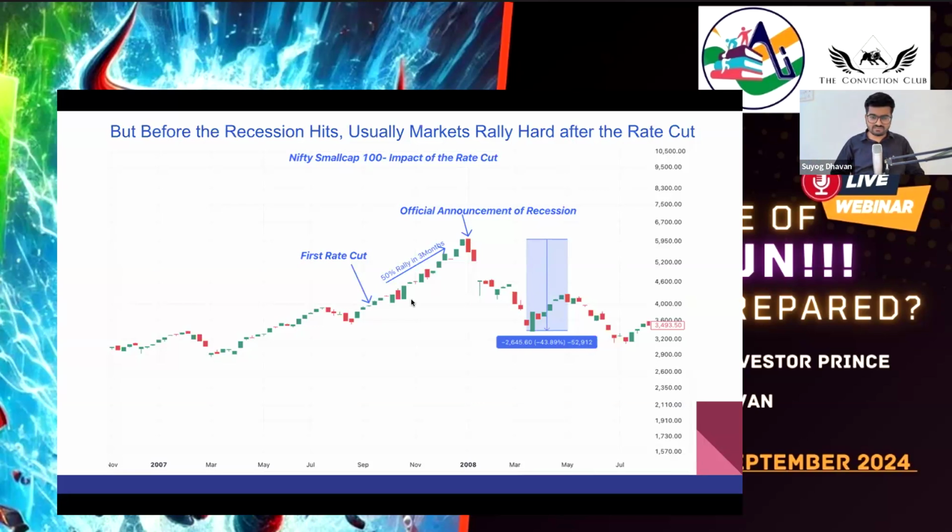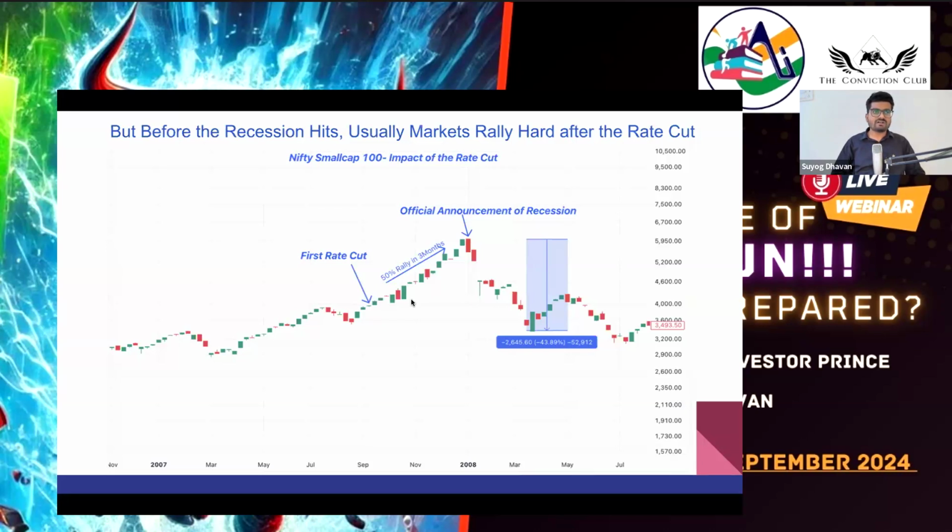A conservative investor can even think of owning more gold and silver, because this is the time. This is not a time to be 100% invested. For a conservative investor, I'll say go 50-50: 50% in gold and silver, something like that, and 50% in equity. This is not the time to be 100% invested.